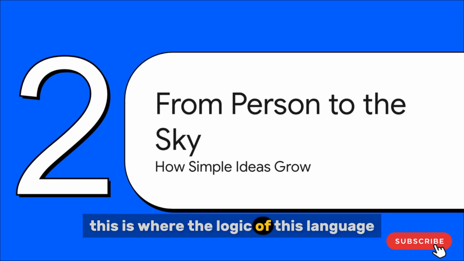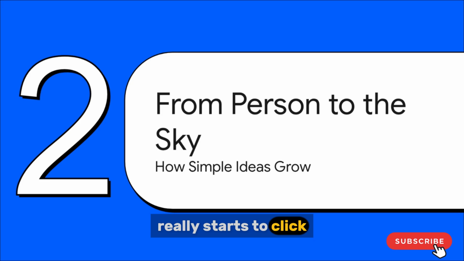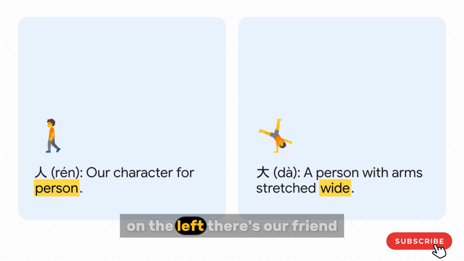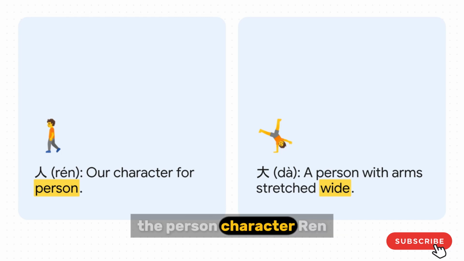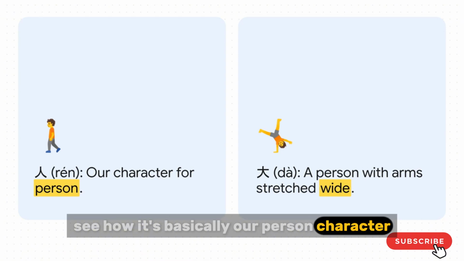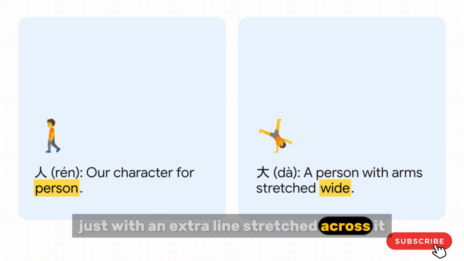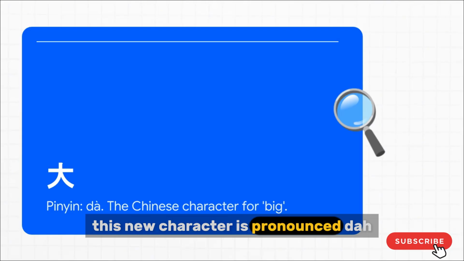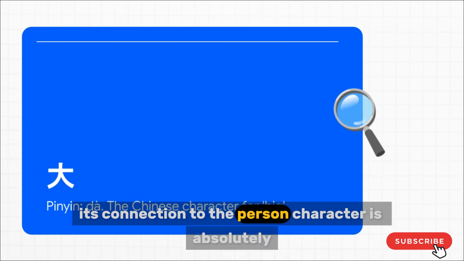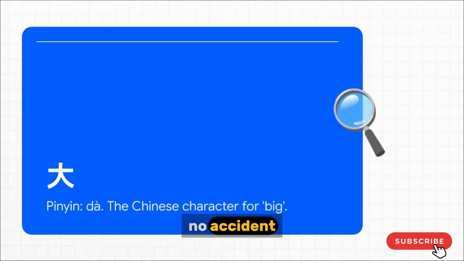This is where the logic of this language really starts to click. So take a look at these 2 characters, side by side. On the left, there's our friend, the person character, ren. Now look at the one on the right. See how it's basically our person character, just with an extra line stretched across it? This new character is pronounced da, and it means big. And yeah, its connection to the person character is absolutely no accident.